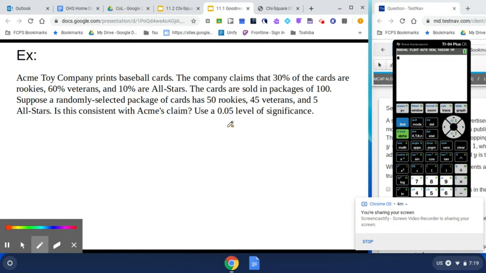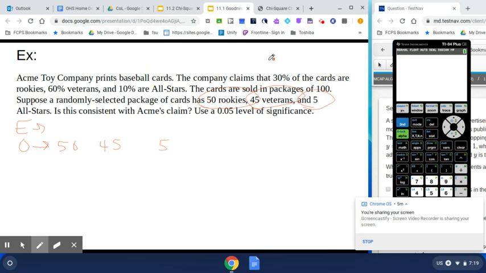Okay, so first of all, the observed values are given in the prompt. We have 50 rookies, 45 veterans, and 5 all-stars. So those are the observed values. I'm just going to write them here beside O: 50, 45, and 5. But to find the expected values, I need to figure out, well, what is 30% of the total? What is 60% of the total? And what is 10% of the total? This one's kind of easy because the total's 100.